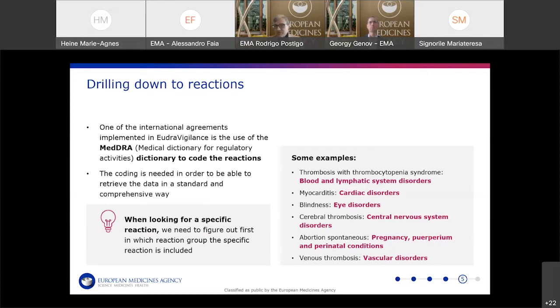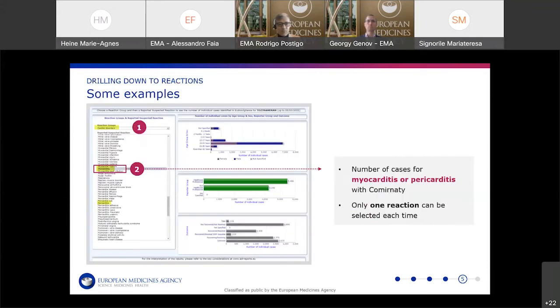Some of them are more intuitive than others, and we acknowledge that in general people don't speak in MedDRA terms, but this is something very difficult for us to streamline because the data needs to be electronically coded, as I mentioned, otherwise there's no way for us to retrieve the data properly. I'll show you here some examples.